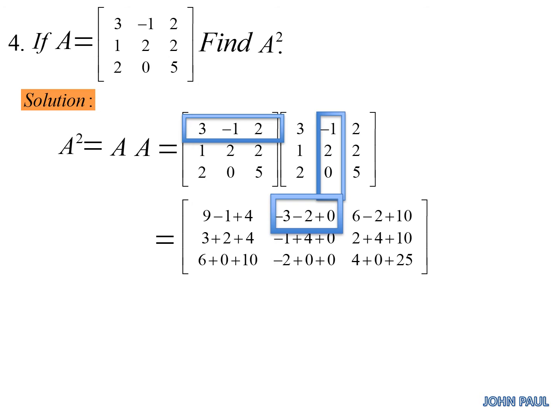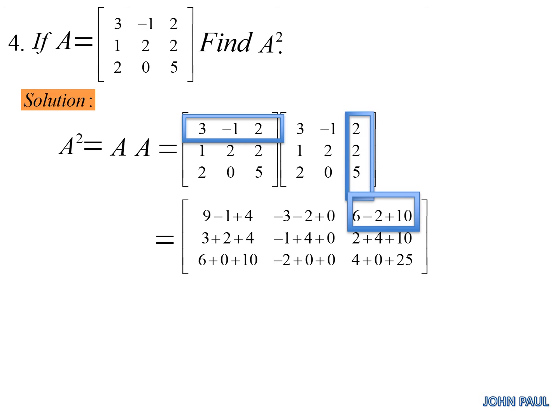Similarly, we'll take the first row with first column. 3 into minus 1, minus 1 into 2, plus 0. Second column, then we'll multiply with the third column.